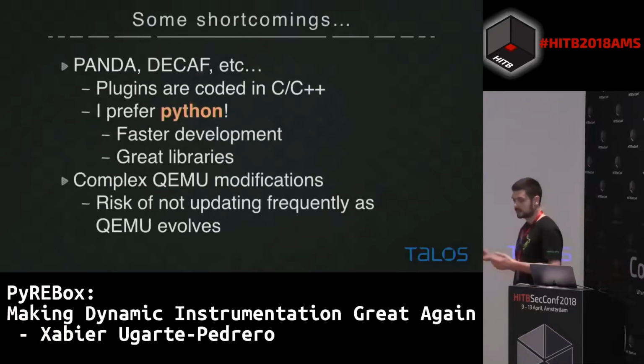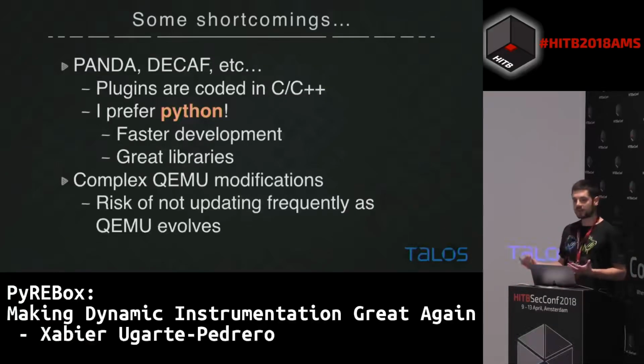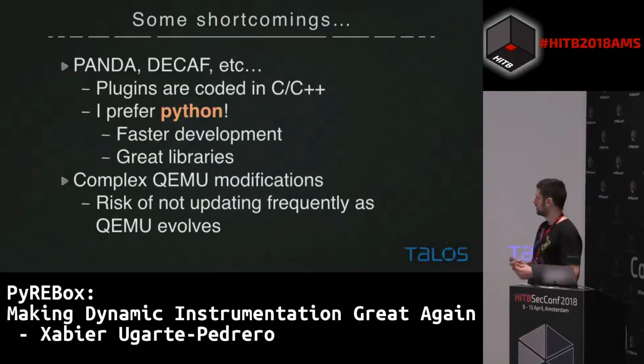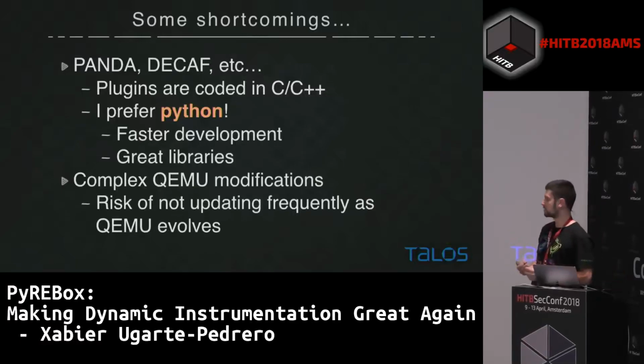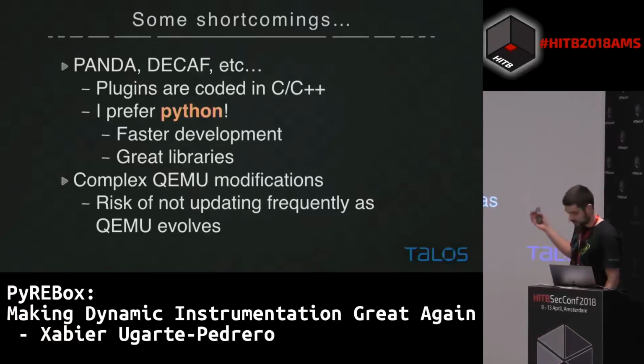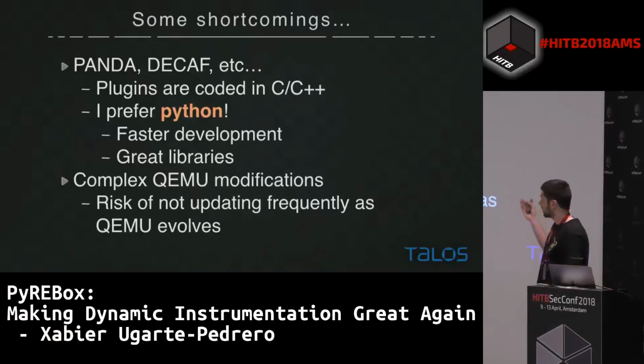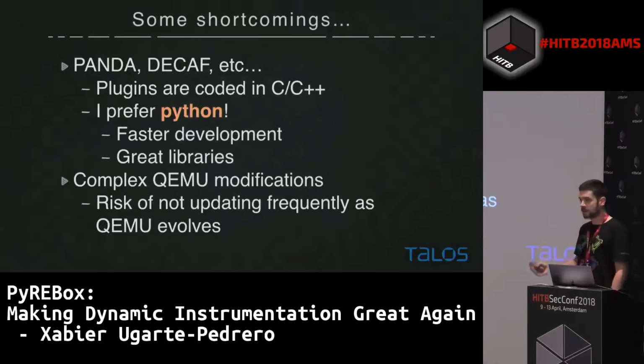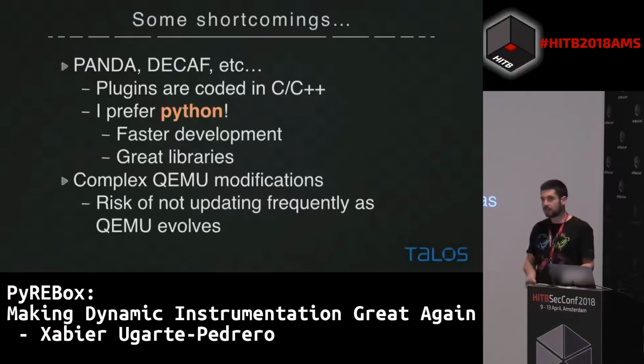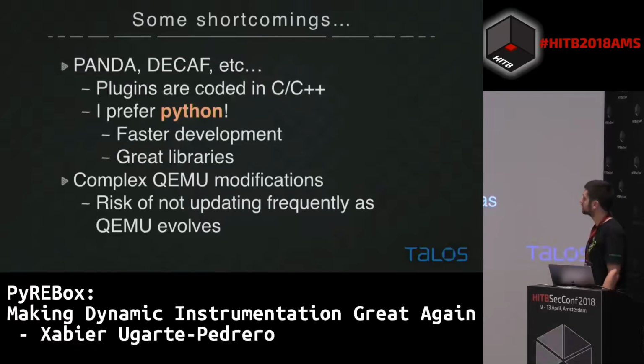Then QEMU itself doesn't provide the instrumentation capability by itself. So there are some frameworks like Panda or Decaf that are built on top of QEMU in order to leverage this emulation system in order to perform the instrumentation. But these frameworks have some, in my opinion, inconveniences. It's that they require to code the plugins in C or C++, and while it is completely efficient, and I also code sometimes in C++, I sometimes just prefer Python because it's faster, it has great libraries, and I just need to get the job done quickly, and I don't really need to code a complicated C++ plugin.